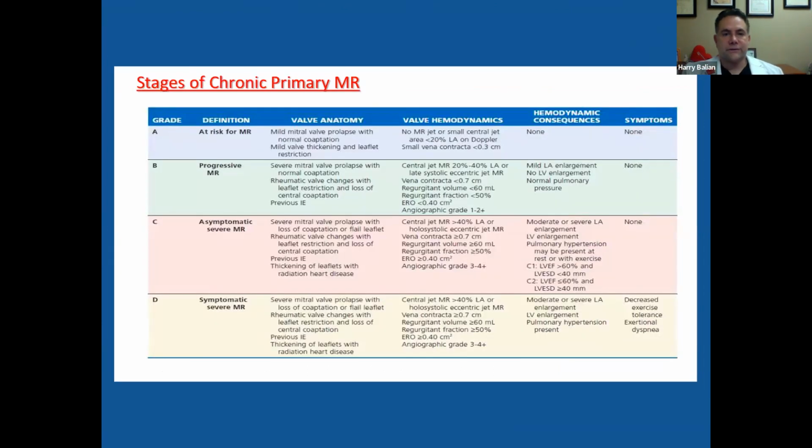So these are the stages of chronic primary MR. Looking at risk for MR, looking at the mild mitral valve prolapse versus somebody with severe symptomatic MR. They have severe mitral valve prolapse with loss of coaptation. They can also have rheumatic valve changes with leaflet restriction. Those are the patients that need to be definitely looked at and treated, whether it's percutaneously or with valve replacement.